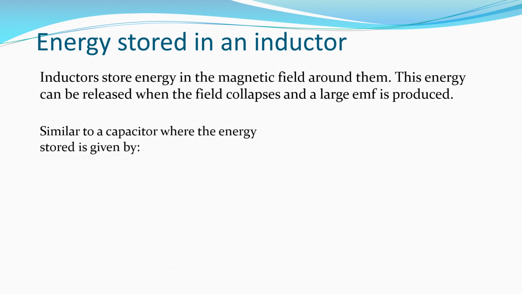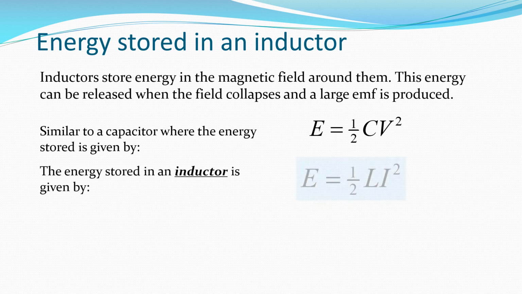So this is similar to a capacitor, and we have a similar equation for the energy. In a capacitor, E is equal to half CV squared is one of the equations we use for calculating the energy in a capacitor. The energy stored in an inductor is given by E is equal to 1/2 L multiplied by I squared. So you can see it's a similar relationship. The equation for the energy stored in an inductor is contained within the relationship sheet.